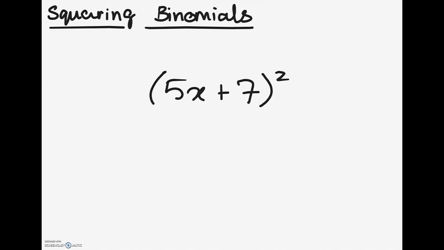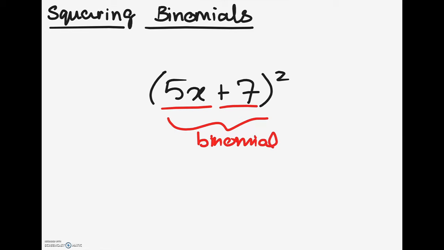Hey everyone, in today's video we're going to be talking about squaring binomials. So what is a binomial? A binomial is when you're adding or subtracting any two algebraic terms. So for example, in this example, we're adding 5x to 7. So these are two terms and we're adding them together. So therefore it's a binomial.